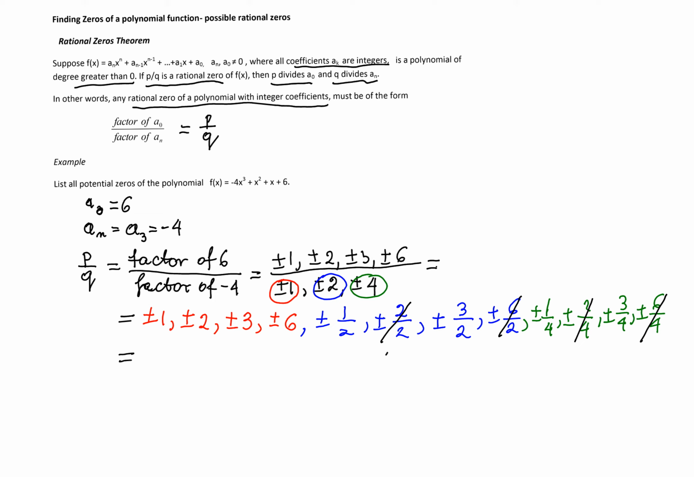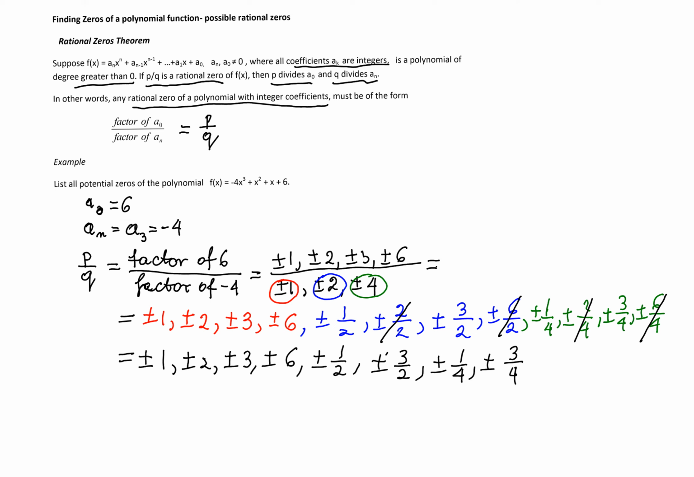And therefore, we can now write the complete list of the possible zeros: plus or minus 1, plus or minus 2, plus or minus 3, plus or minus 6, plus or minus 1/2, plus or minus 3/2, plus or minus 1/4, and plus or minus 3/4. Any one of those numbers could be a zero of the polynomial f(x).